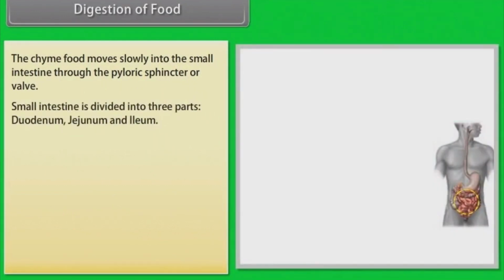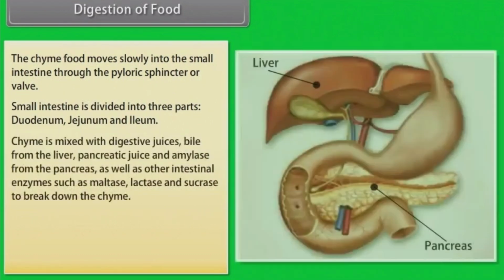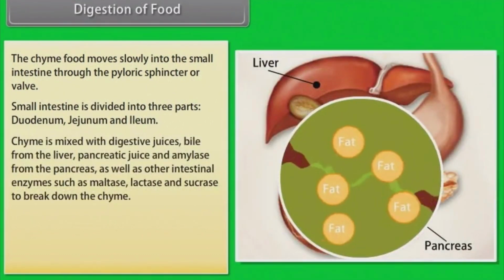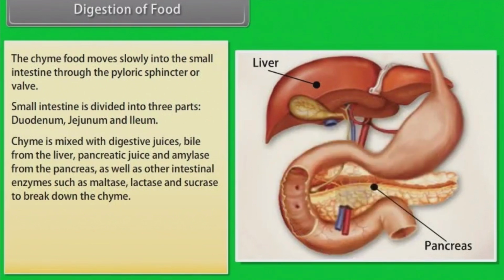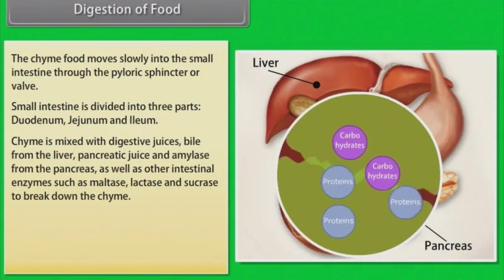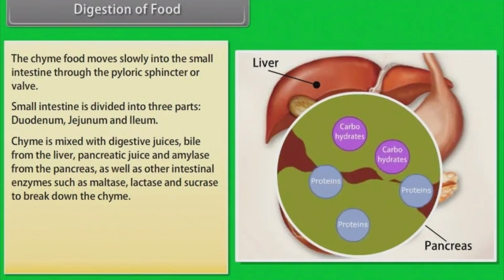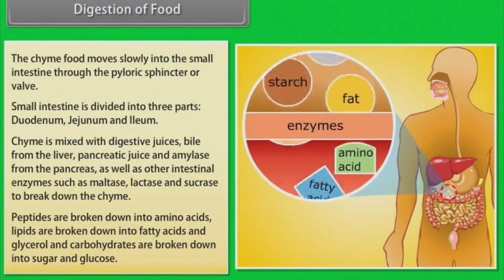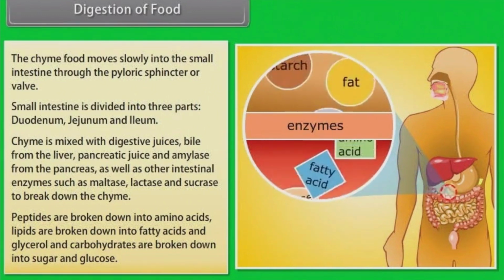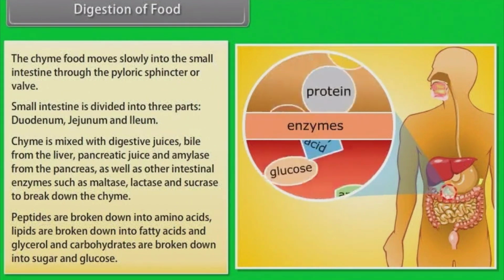The small intestine is divided into three parts: duodenum, jejunum and ileum. Chyme is mixed with digestive juices, bile from the liver, pancreatic juice and amylase from the pancreas, as well as other intestinal enzymes such as maltase, lactase and sucrase to break down the chyme. Peptides are broken down into amino acids, lipids are broken down into fatty acids and glycerol, and carbohydrates are broken down into sugar and glucose.